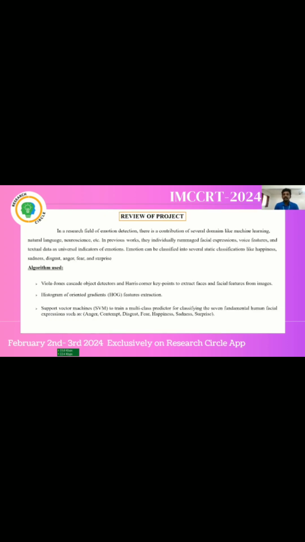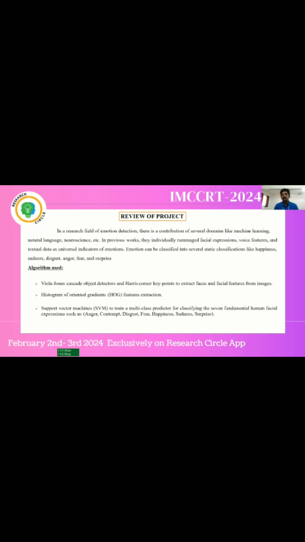Our project review covers emotion detection, which contributes to several domains like machine learning, neural networks, and neuroscience. In previous work, face emotion, voice features, and textual data were used individually as indicators of emotion. Emotion can be classified into several categories like happy, sad, angry, fear, and surprise. Our project used algorithms and their corner key points to extract the facial image, because everyone has a different type of face and their smiles are different. So we take the architecture of our face to detect emotions.